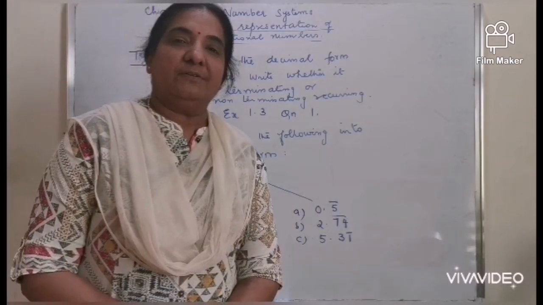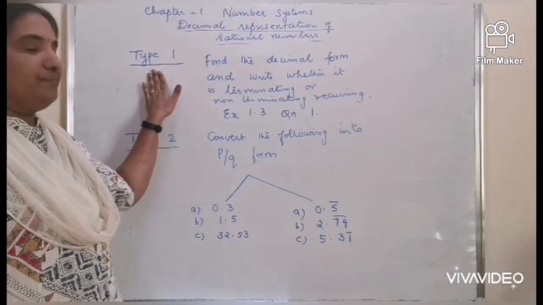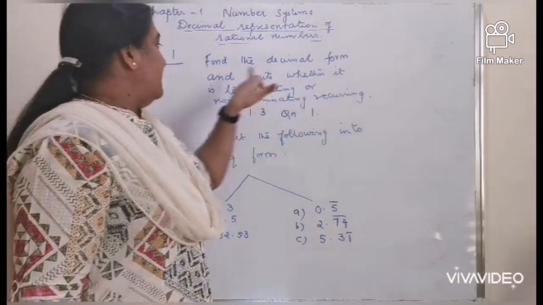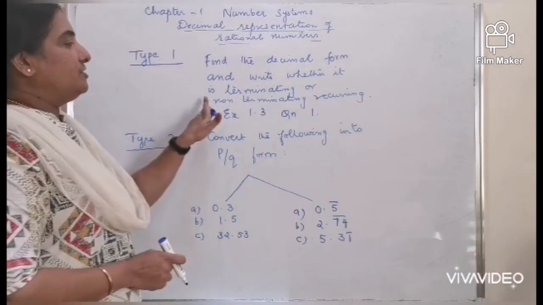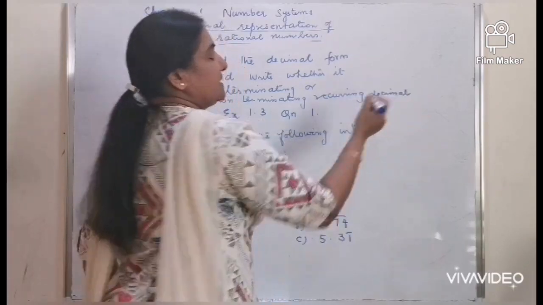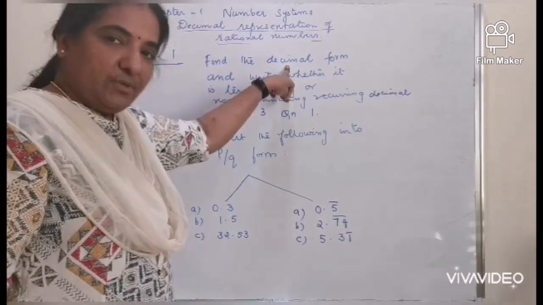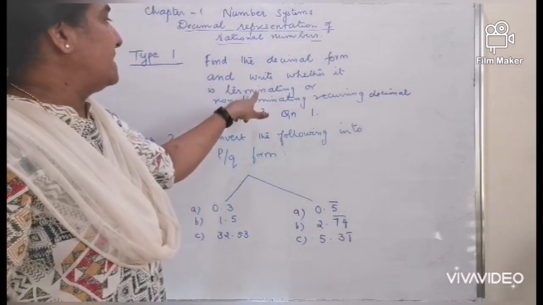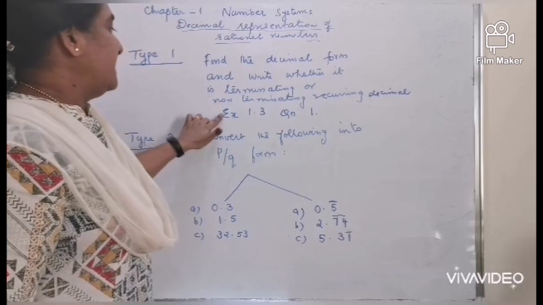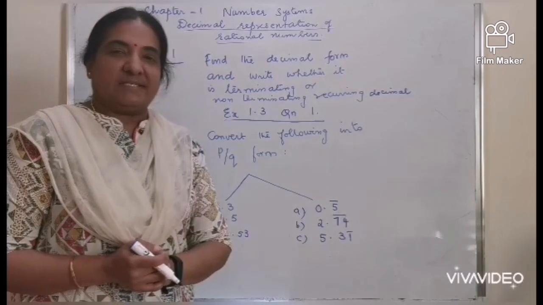Based on the explanation given to you today, the first type of questions which can be asked is: find the decimal form by actual division and mention whether it has a terminating or a non-terminating recurring decimal. You can try the questions from exercise 1.3, question 1.